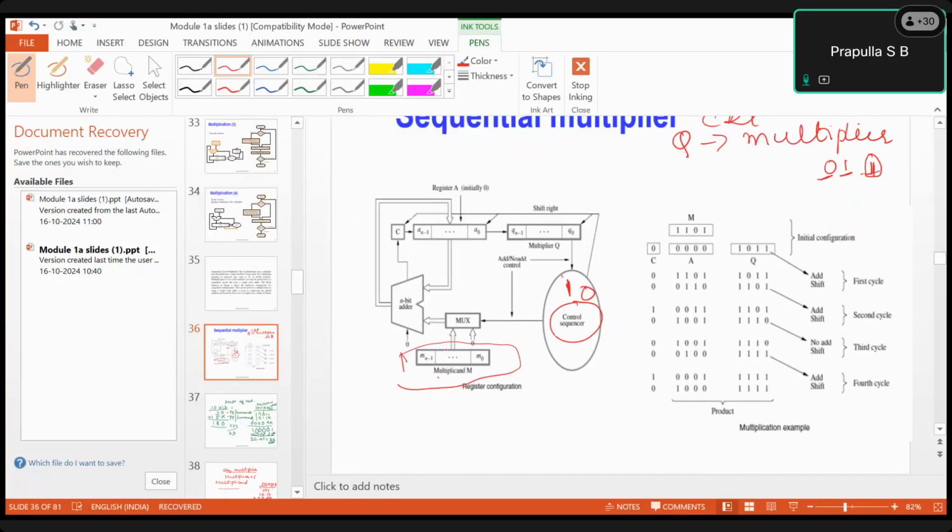If it is 0, it will select 0. You can see here in the circuit a 0 is written here. If this control sequence is 0, it will select 0. If not, it will select this multiplicand, and it will give it to this adder.